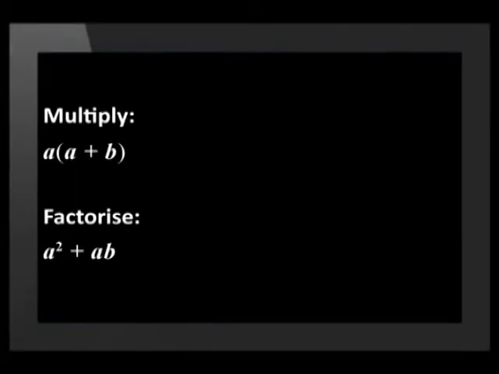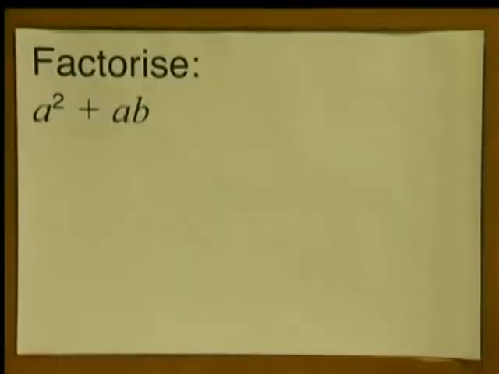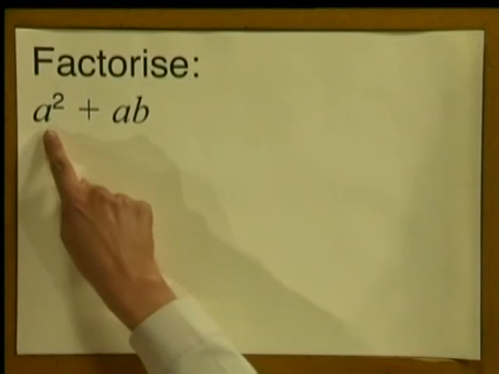Factorize a squared plus ab. Now a squared plus ab is an expression we have seen before. To factorize a squared plus ab without a diagram, we apply the opposite operation. In other words, instead of multiplication, we divide. Let's do it. Here we will divide each term by a. Why a? Because a is the common factor. a can divide into a squared as well as ab.